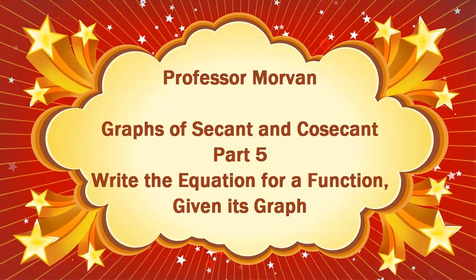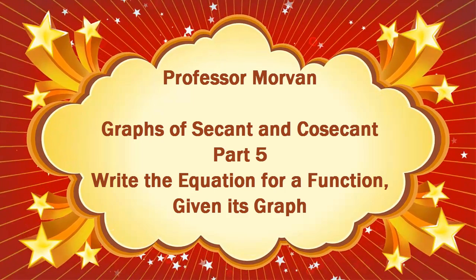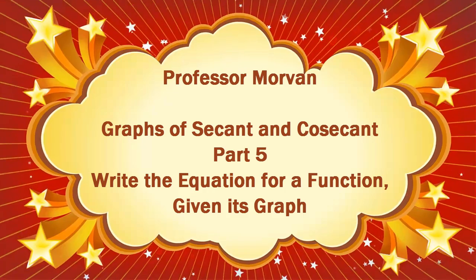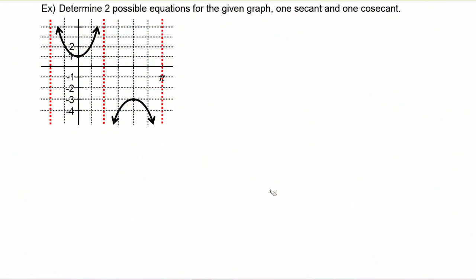In part 5 of our lesson on graphs of secant and cosecant, you will learn how to write the equation for a function given its graph. In this example, we have to determine two possible equations for the given graph, one secant and one cosecant. Let's start by writing the standard form for these equations.